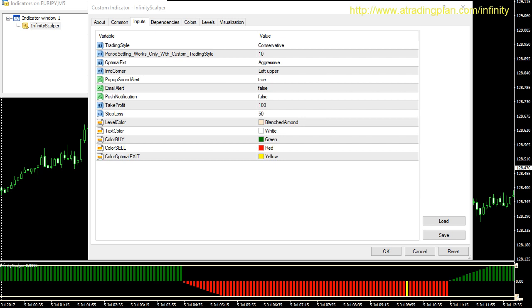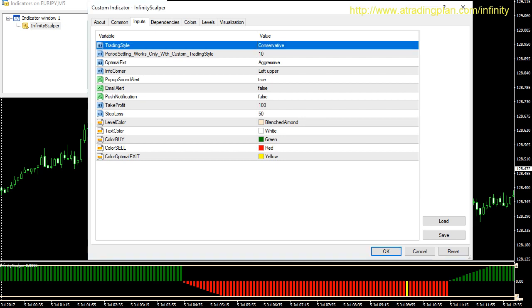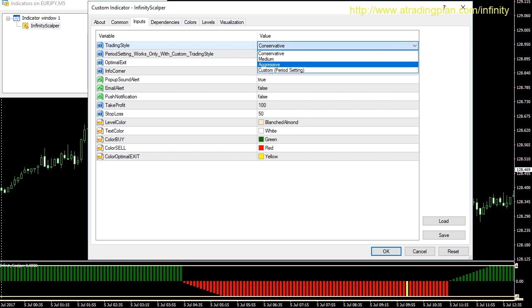Now, you could just use the out-of-the-box settings, which I always think is a great idea at first. But you can see we've got some different adjustments that we can make. And this one's pretty important: your trade style. Conservative, right? There are different ways you can trade: medium, aggressive. And then you can make your own custom settings.